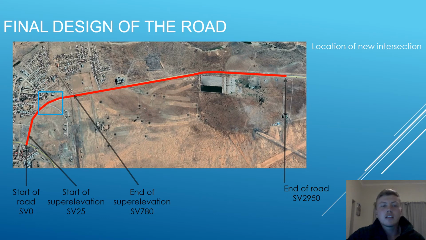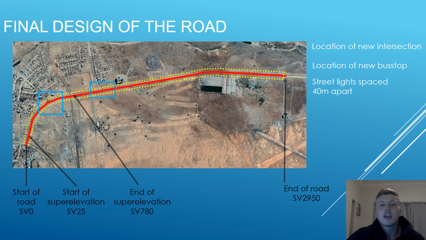In my design, a new intersection was included, as well as a new bus stop. In my design, it was concluded that the road will have new street lights spaced 40 meters apart.